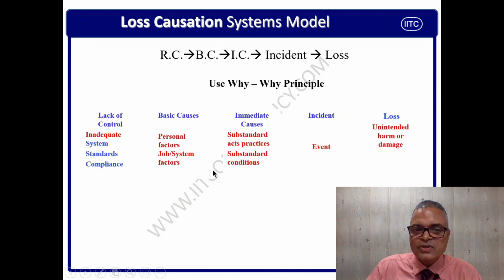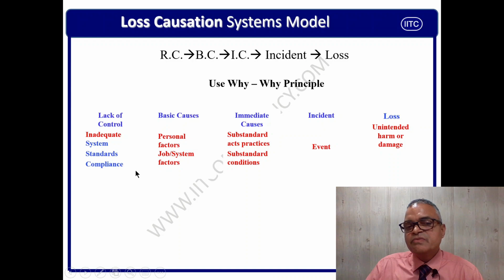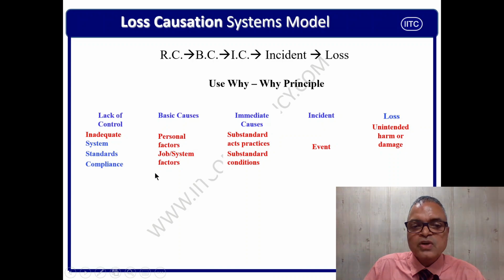I hope you are able to see my cursor. There is a loss, which is unintended harm or damage. This has happened because of an event, the unwanted event, meaning the incident. The immediate causes may be substandard acts or conditions that we need to identify. The basic causes may be personal factors, job factors, system factors, or organizational factors. And then we need to find the root causes, which are basically management system failures. We will see how this is implemented and how it is effective in the following slides, to explain it very clearly.